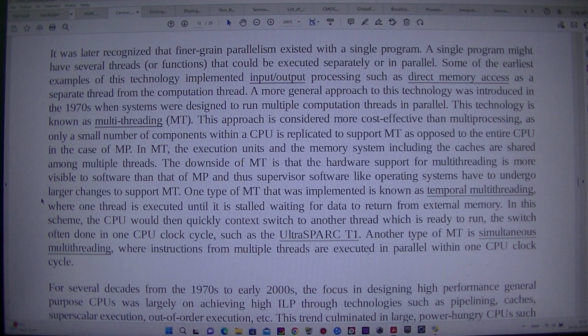One type of multithreading that was implemented is known as temporal multithreading, where one thread is executed until it is stalled waiting for data to return from external memory. In this scheme, the CPU would then quickly context switch to another thread which is ready to run. The switch is often done in one CPU clock cycle, such as in the UltraSPARC T1. Another type of multithreading is simultaneous multithreading, where instructions from multiple threads are executed in parallel within one CPU clock cycle.